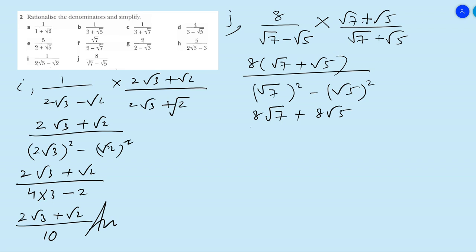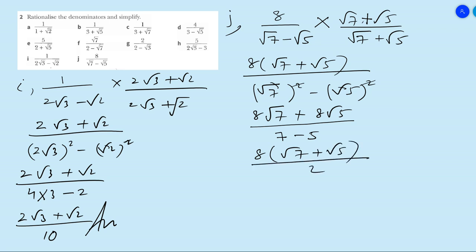square and root cancel, 7, square and root cancel, 5. So taking 8 common, root 7 plus root 5. 7 minus 5 is 2. 2 ones are 2, 2 fours are 8. So the answer is 4 root 7 plus 4 into root 5 is 4 root 5. This is the answer of part J. 4 root 7 plus 4 root 5.